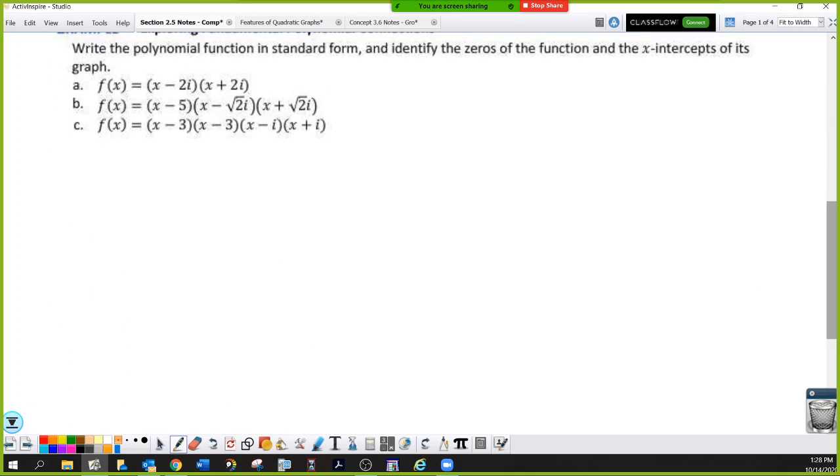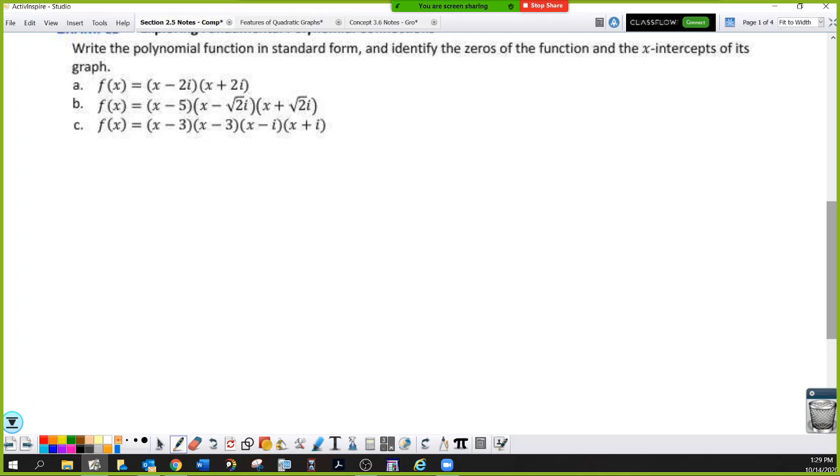This says to write a polynomial function in standard form, identify the zeros of the function and the x-intercepts, because remember, a 0 is only an x-intercept if it's real. So it's telling us to write this in standard form. You know what? I'm going to go ahead and do them backwards. I'm going to do the zeros and x-intercepts before I find the polynomial in standard form, because you would use the linear factorization to find the zeros and x-intercepts. I'll go ahead and just list them right up here next to it.